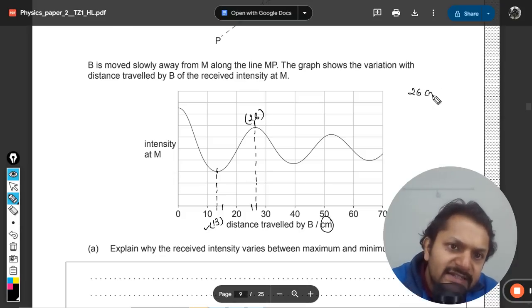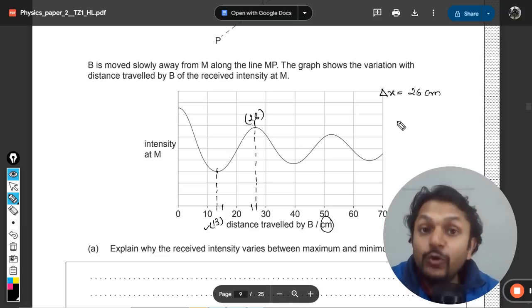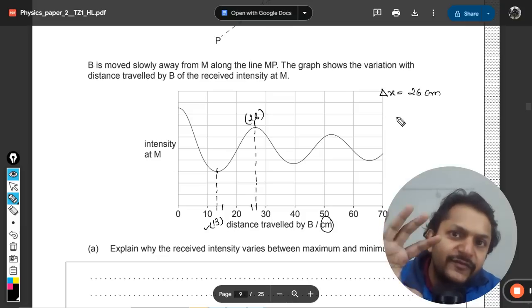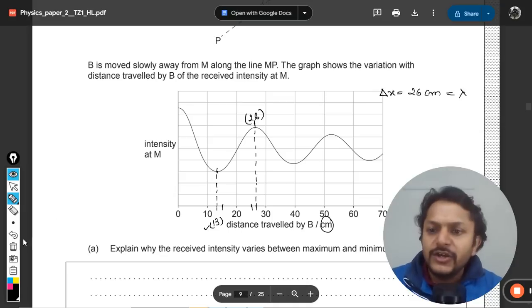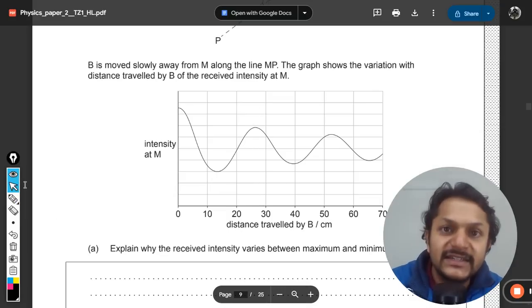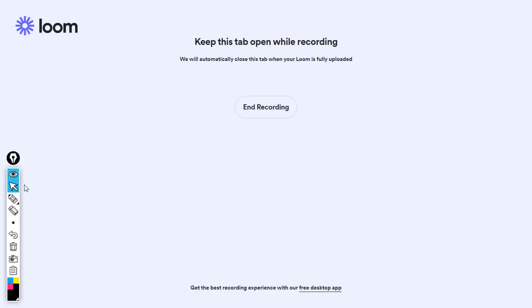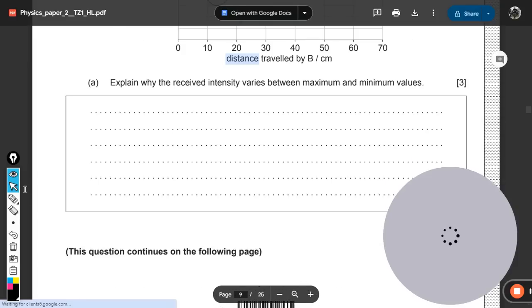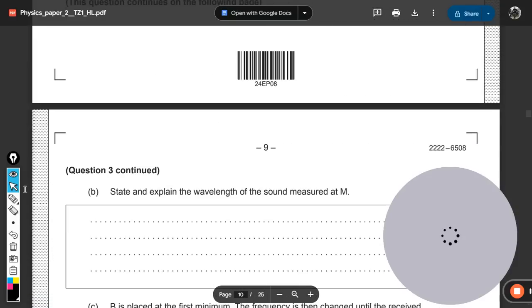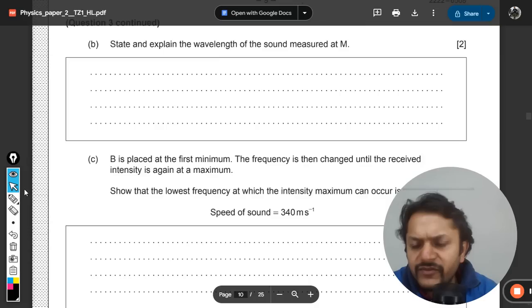So 26 centimeter is the path difference when the second loud sound is heard, or the second constructive interference is taking place, which means that this should be equal to wavelength. So your answer for this will be 26 centimeters, and let's see what is the answer. Yes, the wavelength is given as 26 centimeter. Okay, so let us move to the next question now. State and explain the wavelength. Yeah, we have done this.